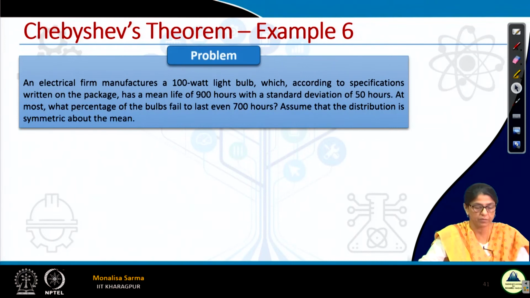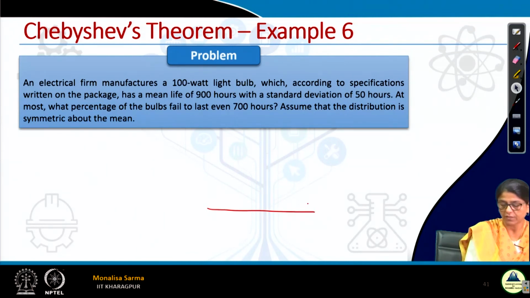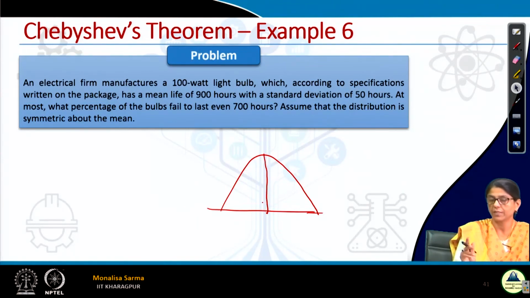An electrical firm manufactures a 100-watt light bulb, which according to the specification written on the package has a mean life of 900 hours and a standard deviation of 50 hours. Suppose it has this type of distribution. Till now I have not explained the types of continuous or discrete probability distributions. So, let us assume a normal distribution.